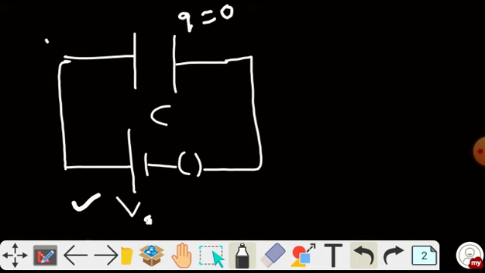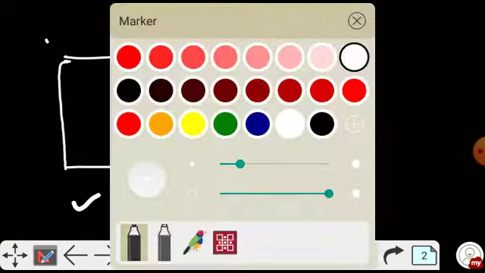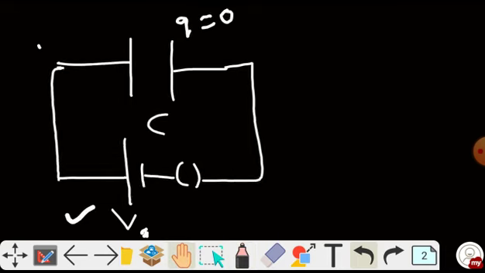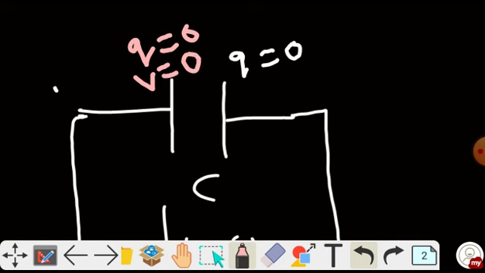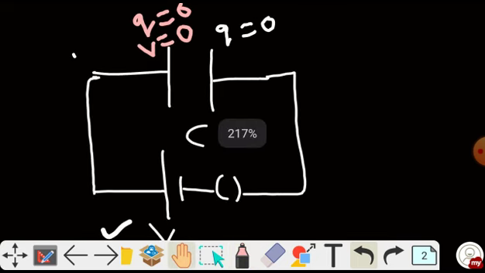Now the question arises: why will the battery send charge towards the capacitor plate? Let's understand this from the very basic concept we have studied earlier. If you see properly here, the charge on this capacitor plate is how much? 0, which means the potential of this plate is how much? 0. Since there is no charge, there is no potential.